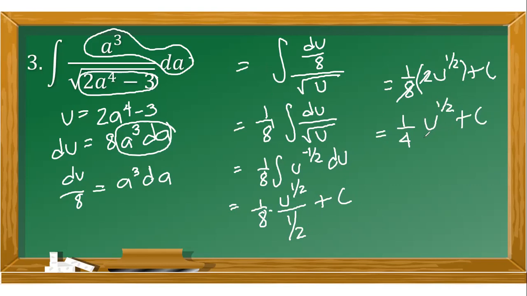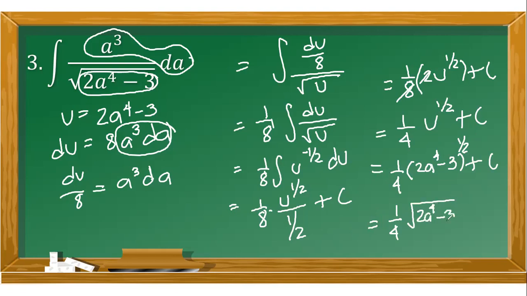Okay. So not yet our final answer since may value si u, inilat natin kanina. So that is equal to 1/4 times 2a to the fourth minus 3 plus c. Okay. Raised to 1/2 po yan. Okay. Or in other form, 1/4 times the square root of 2a raised to the fourth minus 3 plus c. And that will be our final answer. Okay, let's have the next example.